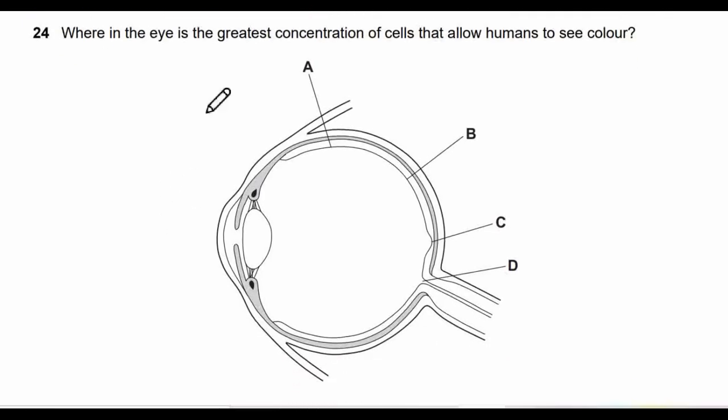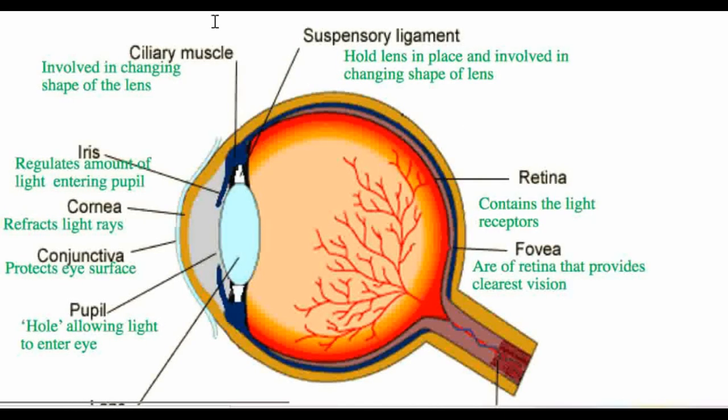Question 24. Where in the eye is the greatest concentration of cells that allow humans to see color? Well, it's A, B, C, and D. So this is the diagram of the eye. This one will be the retina, which contains light receptors. The fovea provides the clearest vision.